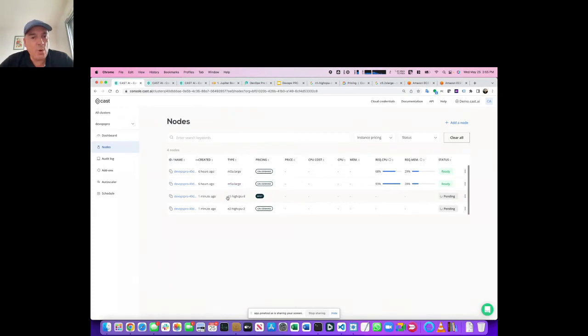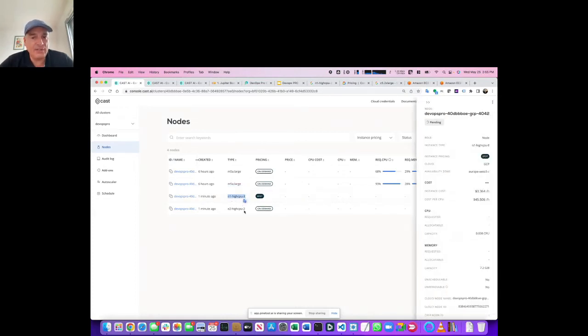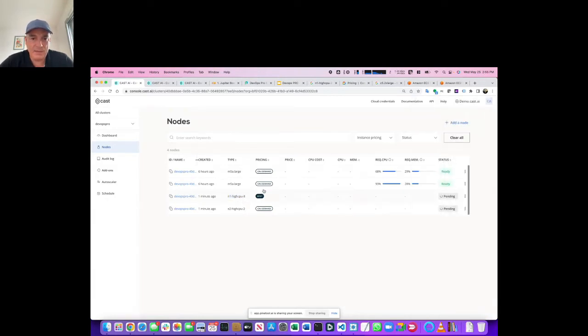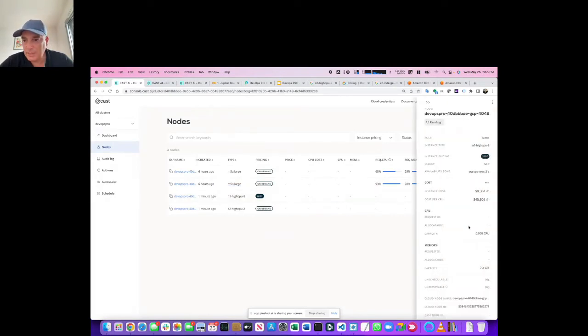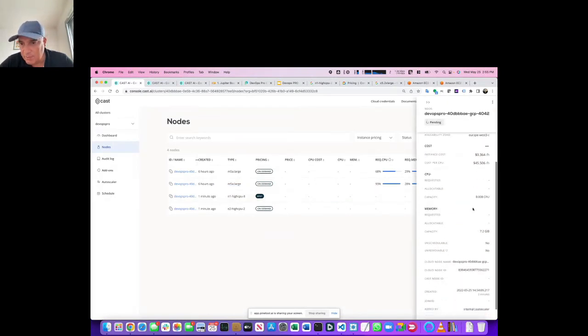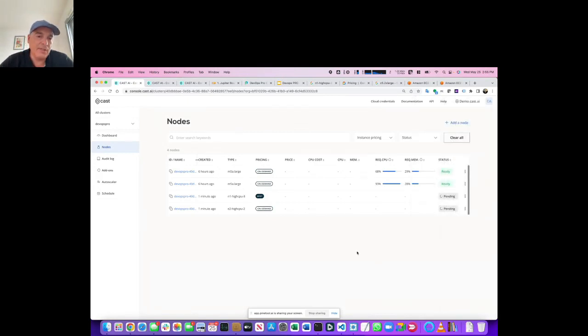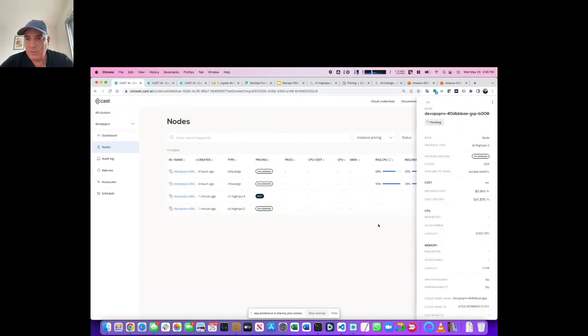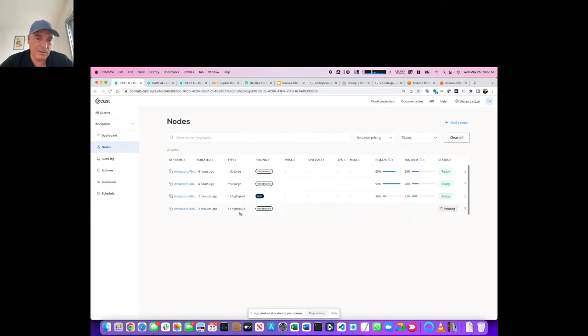The question now is, why did the engine select this N1 high CPU 8 on GCP? Let's look at this. This is an 8-core machine, with about 8 gig of RAM. It's a very popular machine, N1 family on Google Cloud. And this one here is a standard 2-core, 2 gig machine on Google. So let's see why it did this.